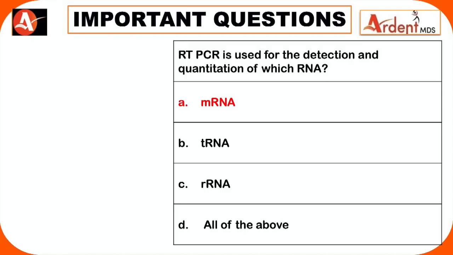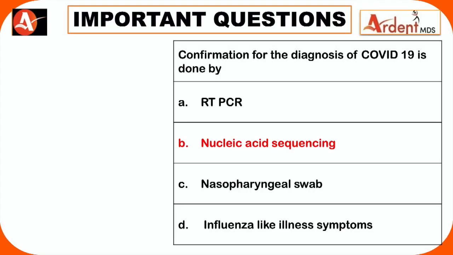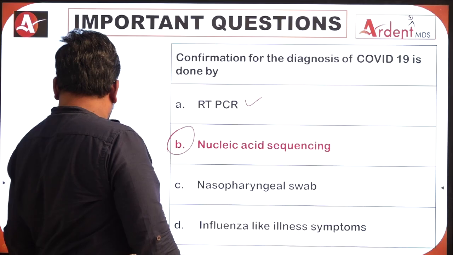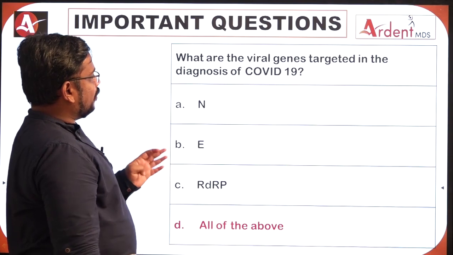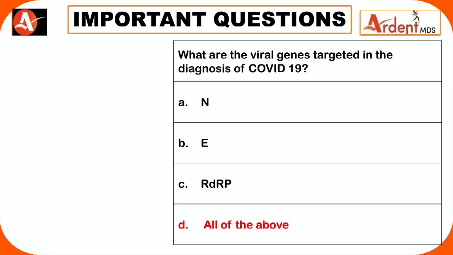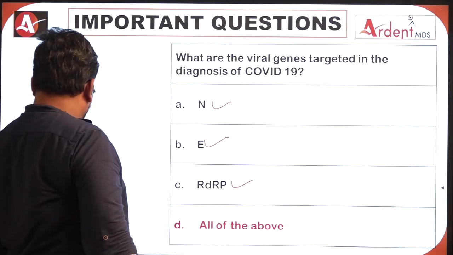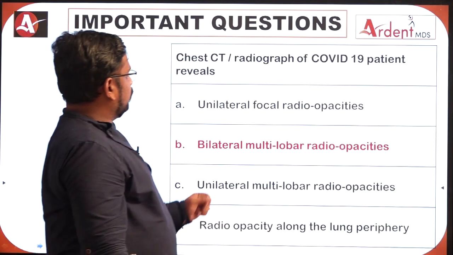RT-PCR detects which RNA? mRNA is the answer. For screening, we can go for RT-PCR, but for confirmation of the diagnosis of COVID-19, the best test is nucleic acid sequencing. Keep this in mind. What are the viral genes targeted in the diagnosis of COVID-19? There are two types, semi-confirmatory genes and confirmatory genes. So N gene, E gene and RdRp, that is RNA dependent RNA polymerase. All these are genes used for the diagnosis of COVID-19.